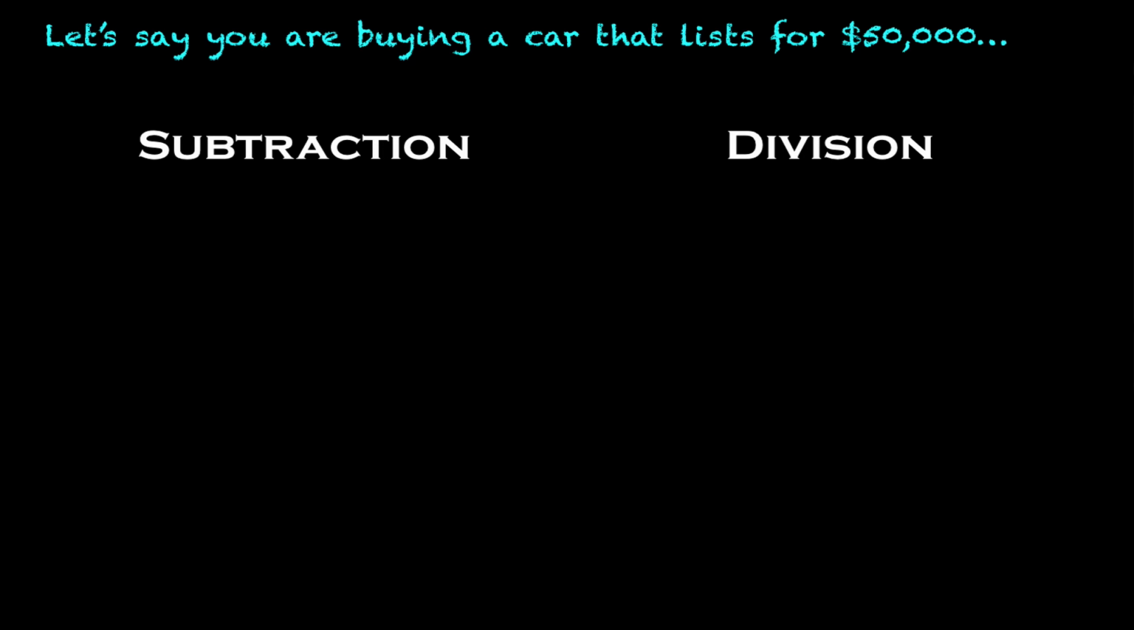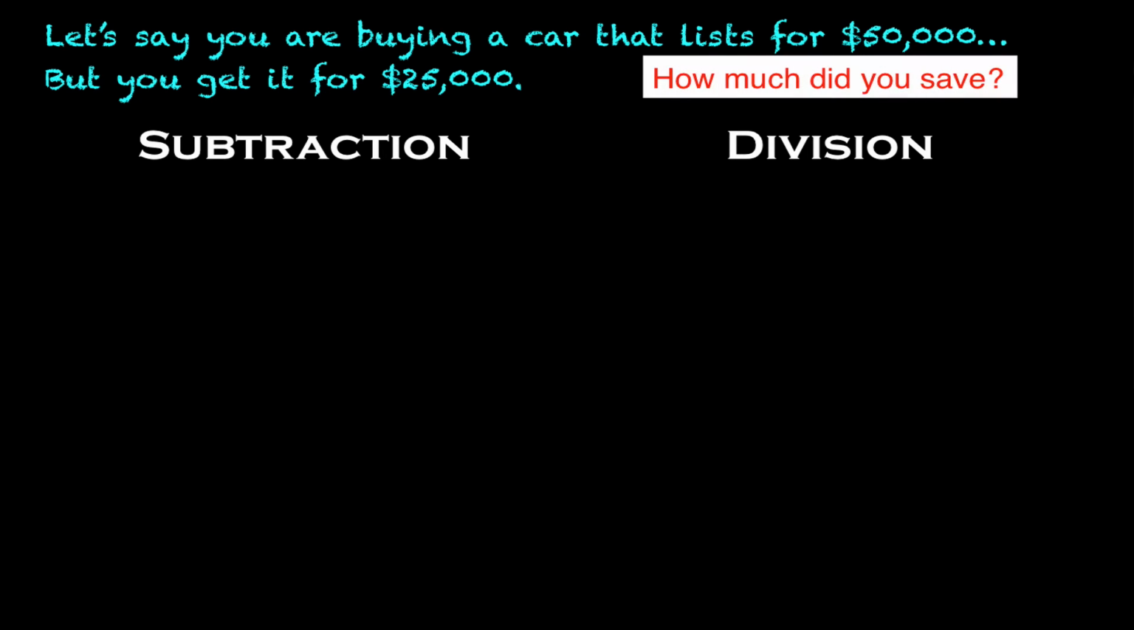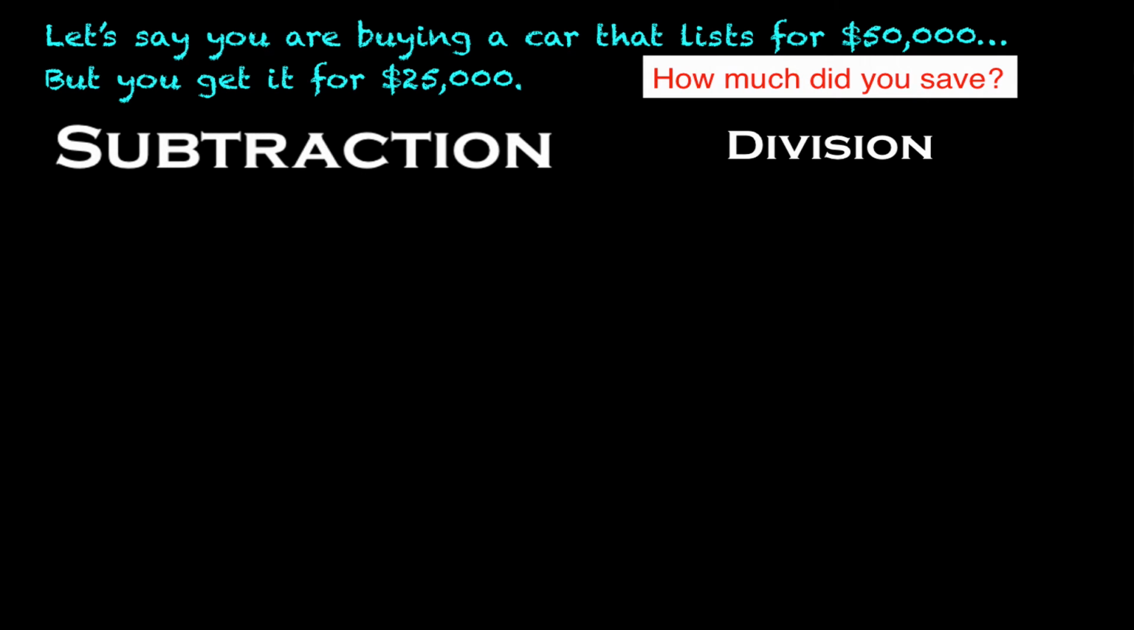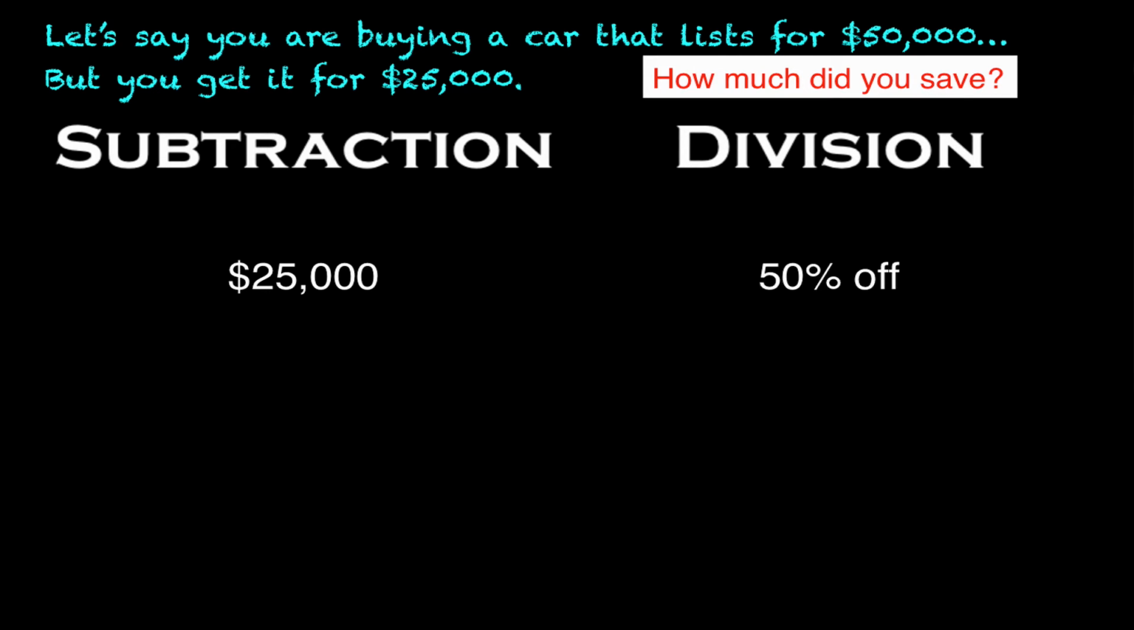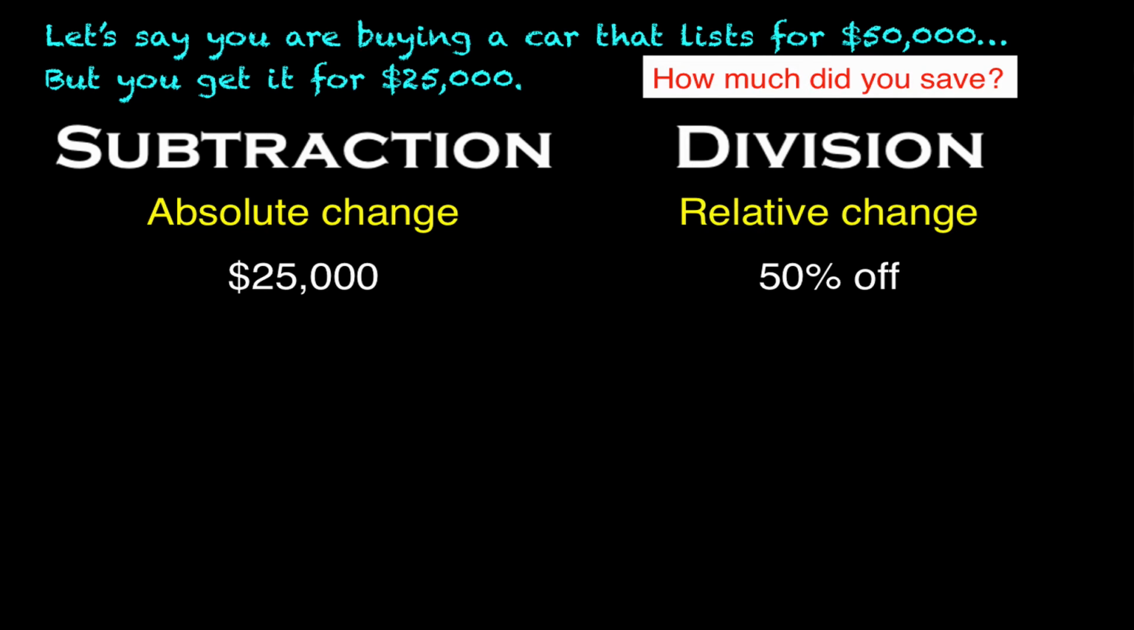Consider the following example. Let's say you're buying a car that lists for $50,000. For the moment, we'll pass on the question of why you're buying a car for $50,000. But you're able to get it for $25,000. How much did you save? First, do the subtraction. 50 minus 25, that's $25,000. Then do the division. You got 50% off. The subtraction is the absolute change. The division is the relative change.